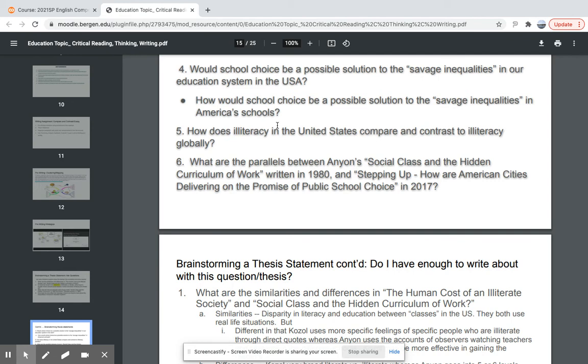How does illiteracy in the US compare and contrast to illiteracy globally? What are the parallels between Anyon's social class and the hidden curriculum and stepping up? How are American cities delivering on the promise of public school choice?